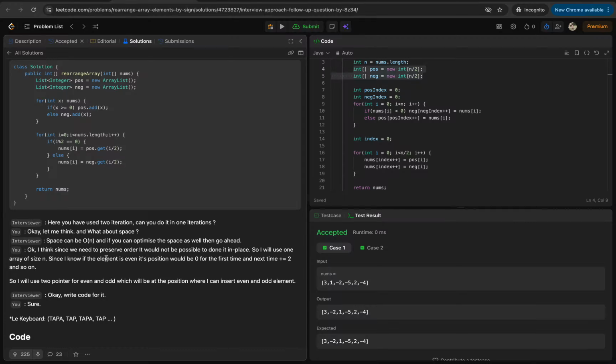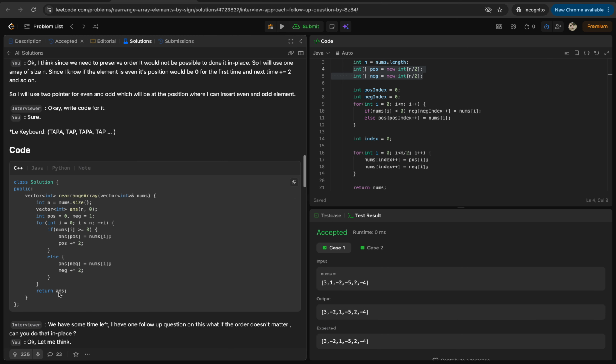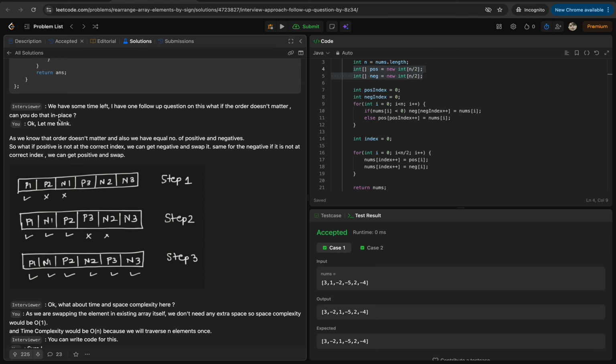Okay, I think since we need to preserve order, it would not be possible to do it in place, so I will use one array of size n. Since I know the element is even, its position would be 0 the first time and next time plus 2, and directly putting it in the array. That is what they are doing.